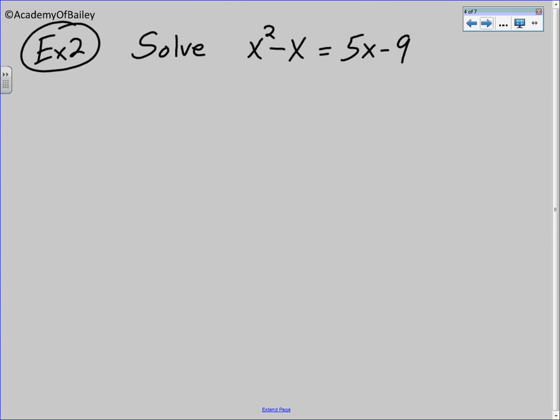Looking here, solving. Once again, we're supposed to set everything equal to 0, so if we subtract 5x here and we add 9, that's going to leave us with x squared minus 6x plus 9 is equal to 0, remember we subtracted 5x and we added 9 before.